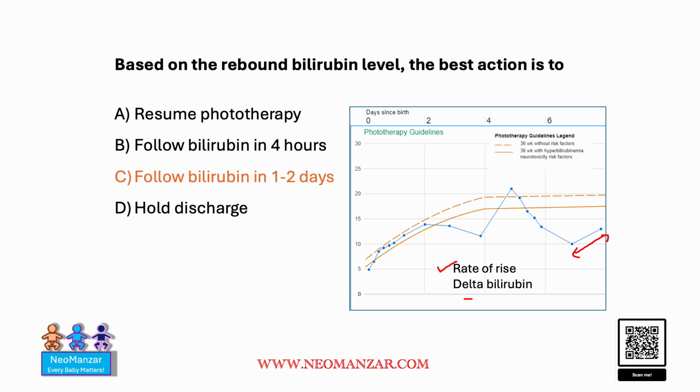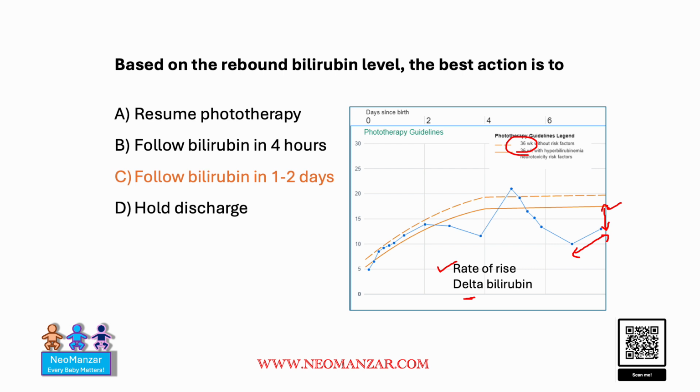What about delta bilirubin? Delta bilirubin is the concept that you have to subtract the current level from the threshold. So here we are going with the risk factor because the baby is 36 weeks, so we'll go with the neurotoxicity risk. The threshold level is around 17, and the current is 13. So if you subtract, you get around 4. Now we have to look at the table where the 4 number lies.